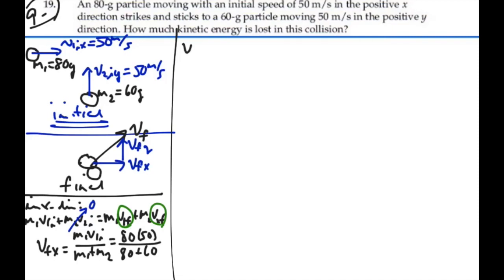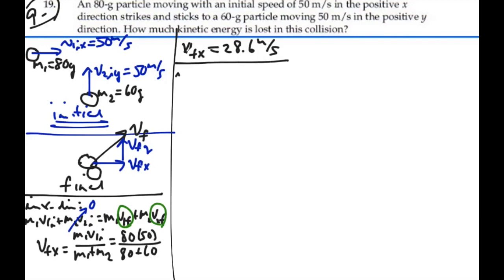So v1 final in the x direction, or v final in the x direction, will equal 80 divided by 140 times 50, which is 28.6 meters per second. The grams cancel out, so that's why we didn't have to convert that to kilograms.